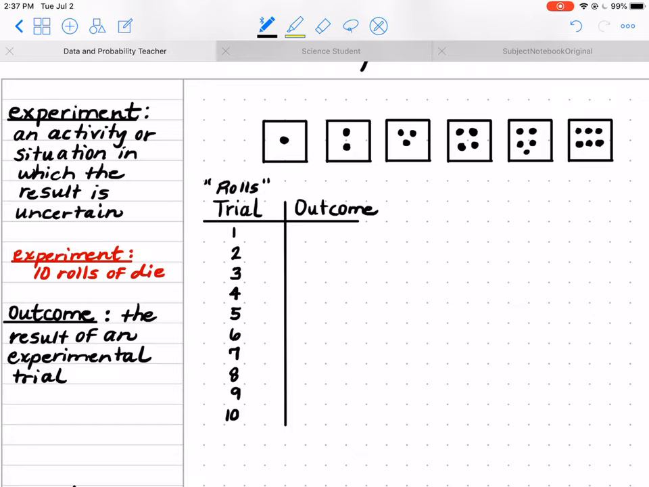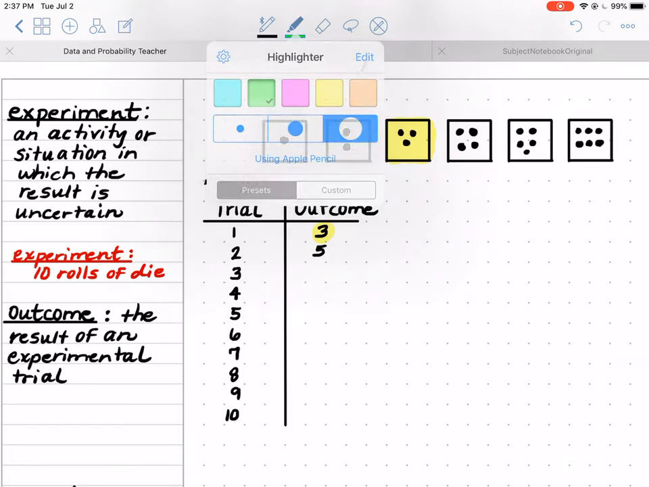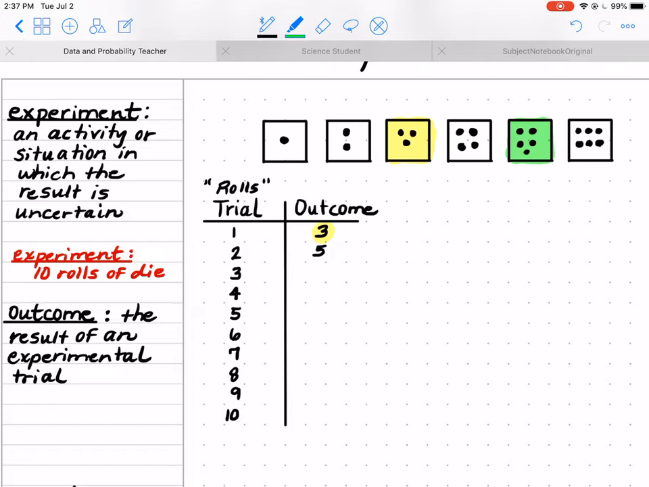So let's say on the first roll, I roll a 3. So I roll this one on the first roll. On the second roll, I roll a 5. So on the second roll, it's going to be this one. On the third roll, I roll another 3. Then a 2, a 1, a 6, a 5, a 5, a 5, and a 4. And I just made those up at random. So the trials are on the left. Those are my rolls. And then the outcome is what I rolled.